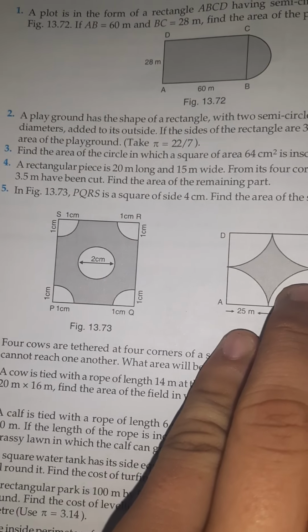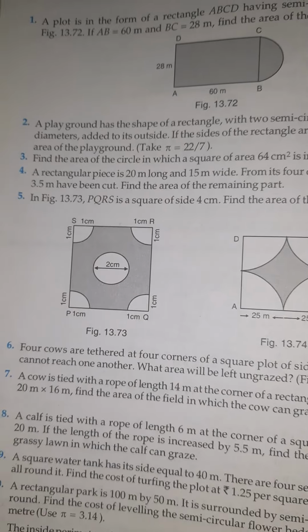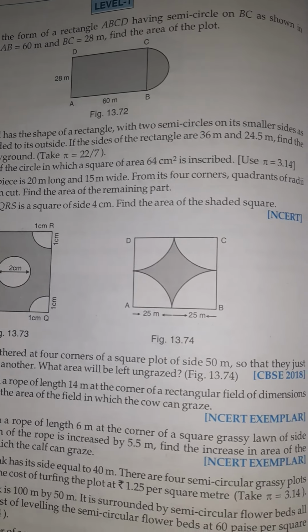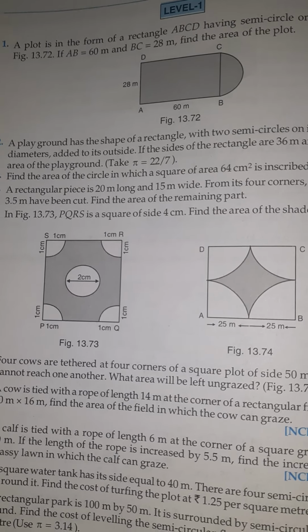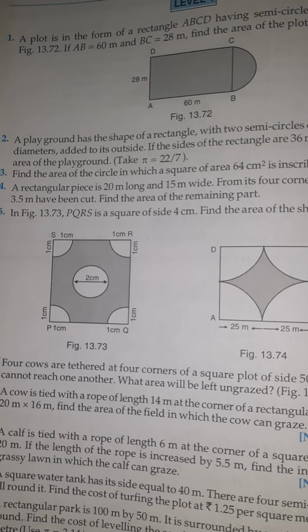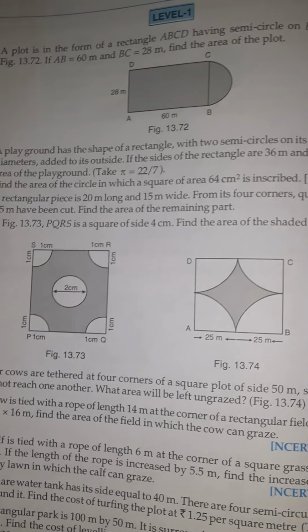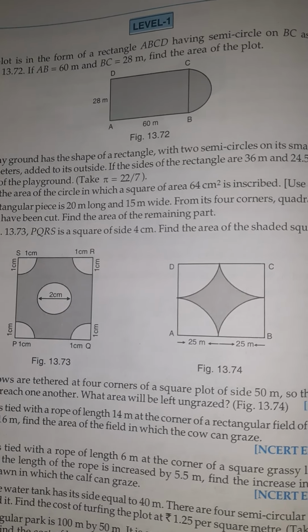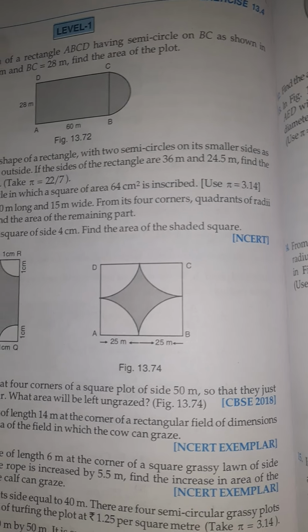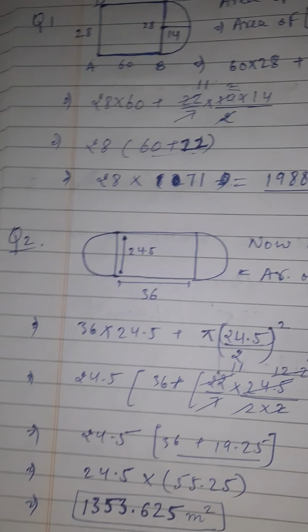Now the second question. In this question, we are told that a playground has the shape of a rectangle with two semicircles on its smaller sides as diameters. Means the smaller sides of the rectangle are the diameters of two semicircles, added to its outside. So if the sides of the rectangle are 36 by 24.5, then we need to find the area of the playground. So here we have drawn a figure for this.